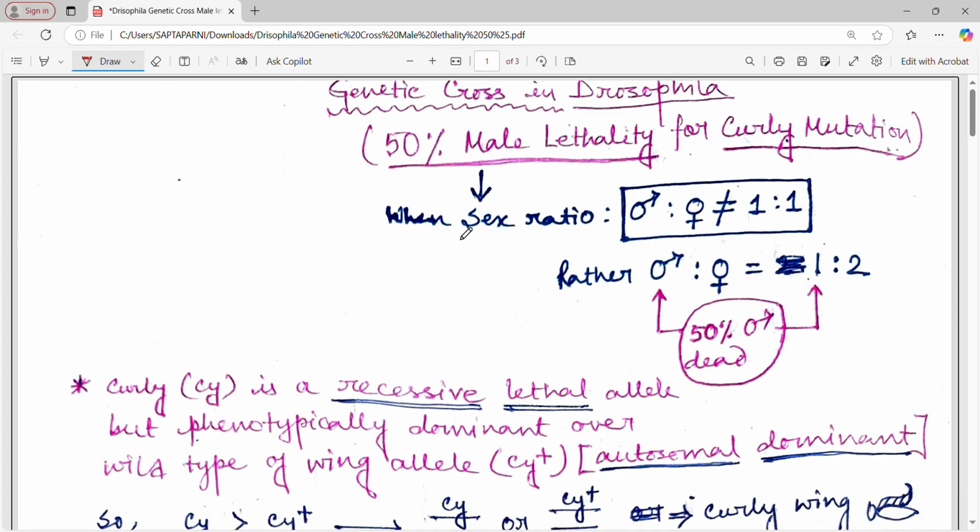So in today's video we are going to discuss genetic crosses in Drosophila. And today we will be mainly focusing on 50% male lethality crosses for Curly mutation. In my previous 3 videos I have already discussed eye color mutation, vestigial wing mutation and Curly wing mutation in Drosophila and related genetic crosses. From now onwards, we will be focusing on lethality crosses. Today, we will focus on 50% male lethality, then 100% male lethality, then 50% female lethality, then 100% female lethality, and so on.